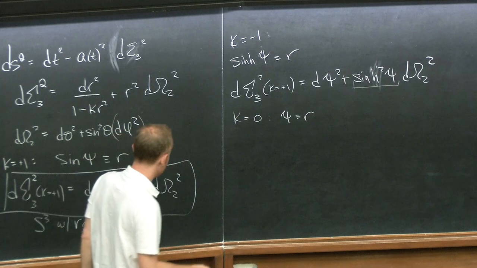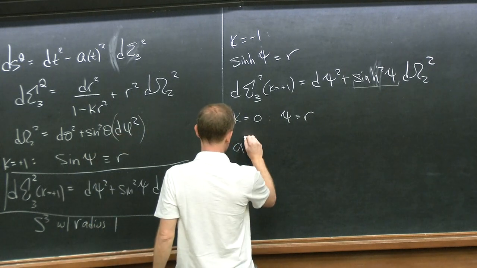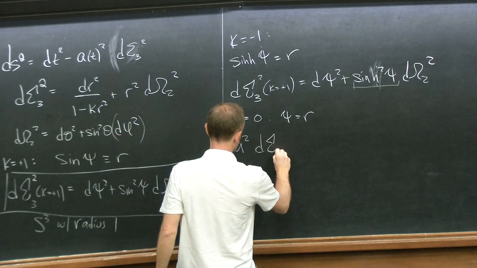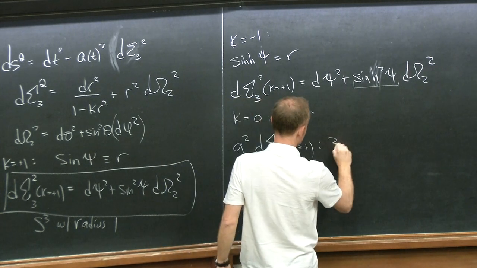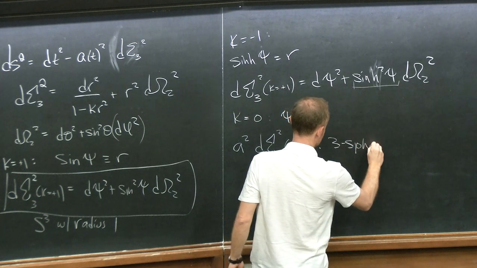So this is a three-sphere with radius 1. So when we multiply it by A, let's say with k equals plus 1, this is a three-sphere with radius A of t.